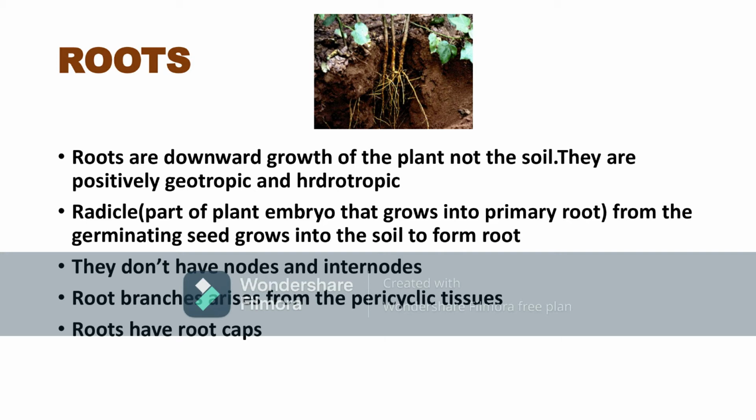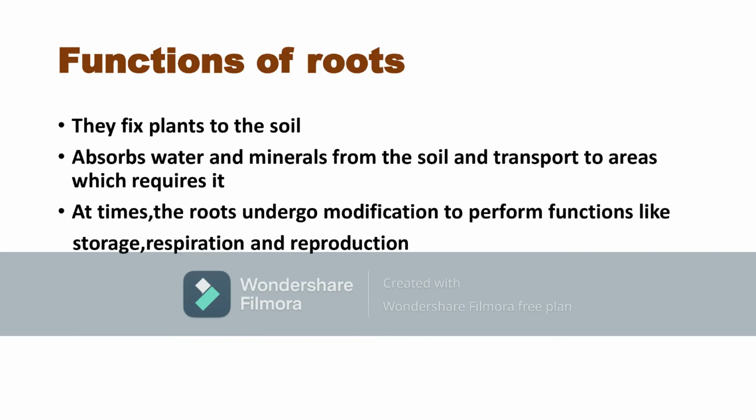The radicle from the germinating seed grows into the soil to form the root. Roots don't have nodes and internodes. Root branches arise from the pericyclic tissues. They have root caps.